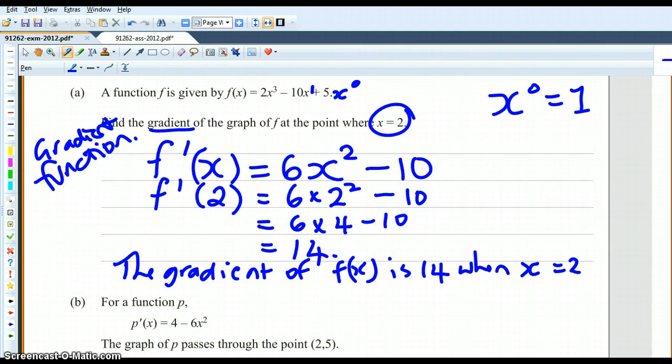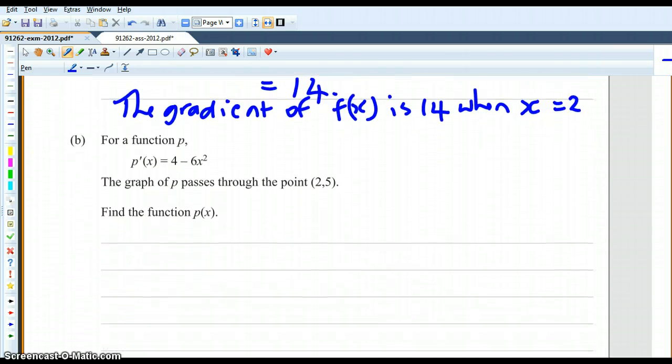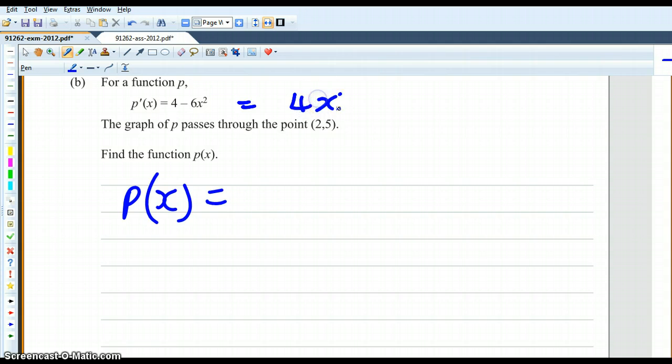Okay, moving on. For a function, p dash of x equals that. The graph of p passes through that point. Find the function p of x. So p of x equals, now I have to undo my differentiation. So I'm going to call that 4x to the power of 0, minus 6x squared.